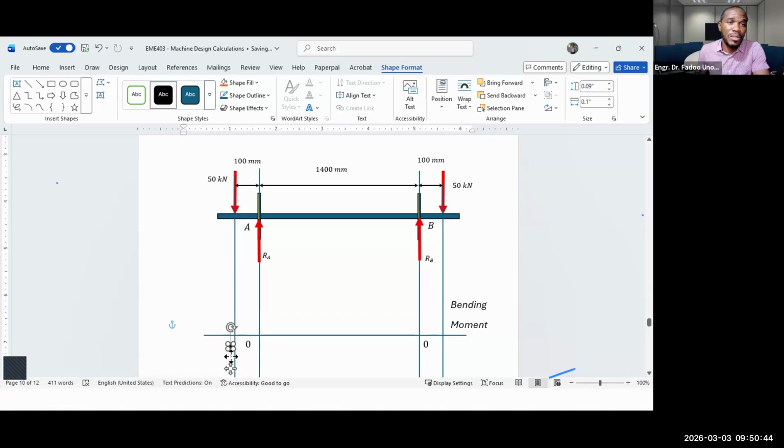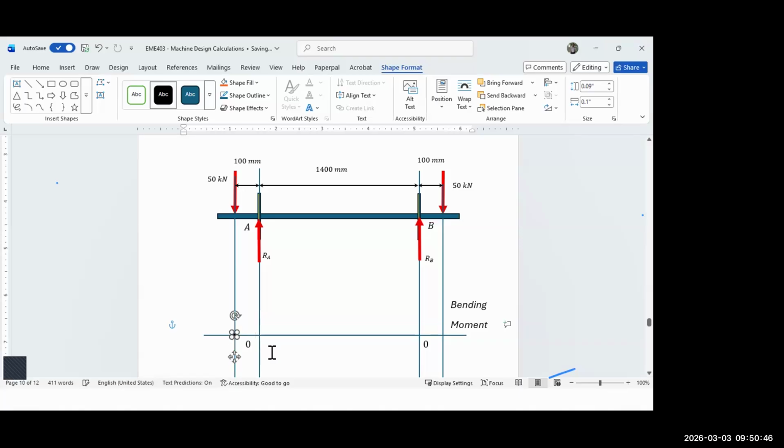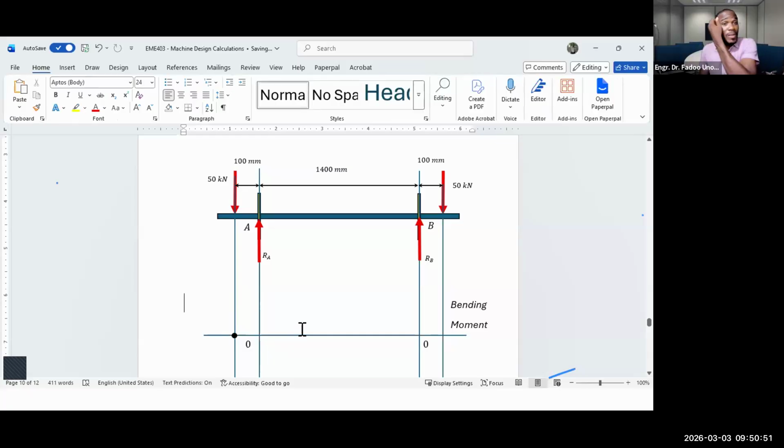So let's place that dot there at the 0 point, right? To signify that the value of the moments about this point is what? Is 0. So it's sitting on this line that we've drawn.